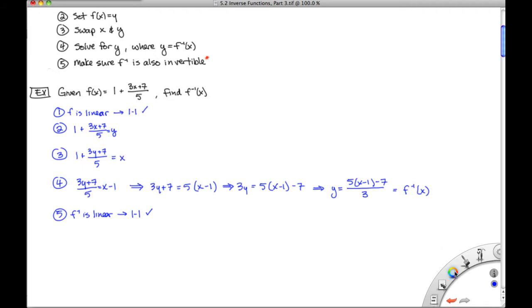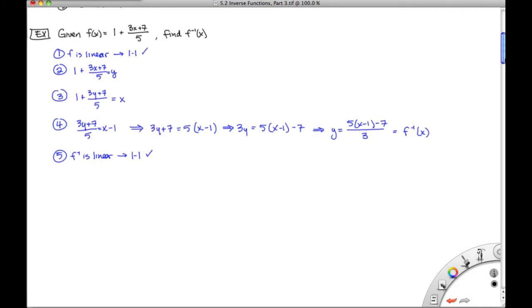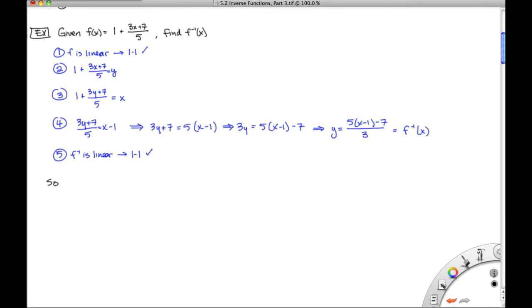So now we can conclude from this process that f inverse of x is equal to 5 times (x minus 1) minus 7, divided by 3. And we're done. So that was not too bad. This was pretty straightforward algebraically.